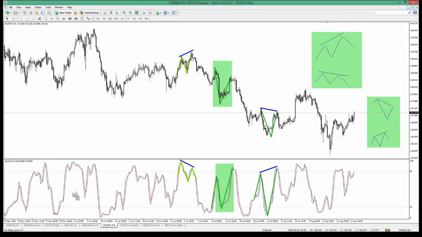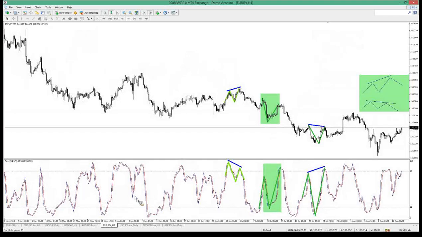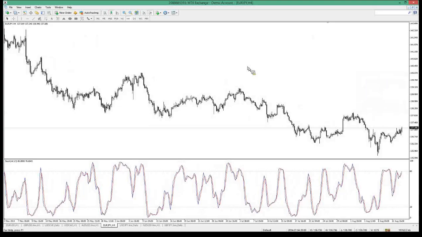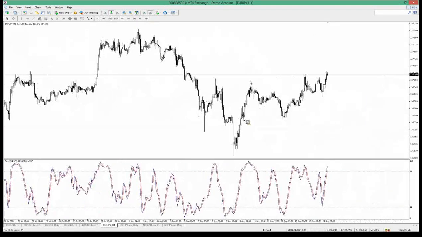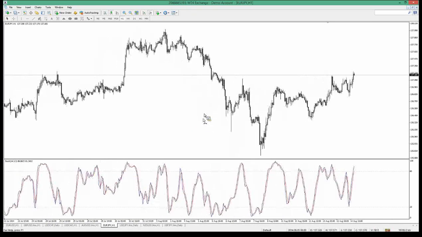Okay, so if we look across, this is a 4-hour chart. Let's just clear the chart and start looking at something a little bit smaller, like an hourly chart. Let's have a look to see what we can find. In terms of the market direction or trend direction, we're moving down the page.